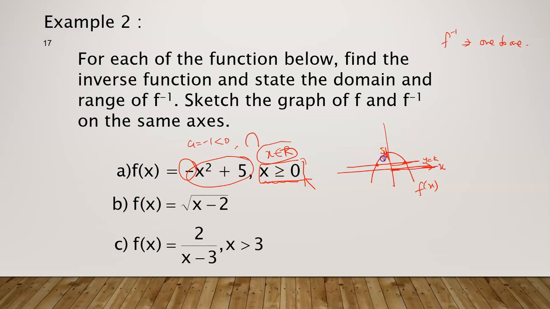Okay, so this part we don't consider anymore. So when you test with the horizontal line, there is only 1 point of intersection. So if 1 point of intersection, then only the inverse of this f(x) will exist. Okay, clear, right?